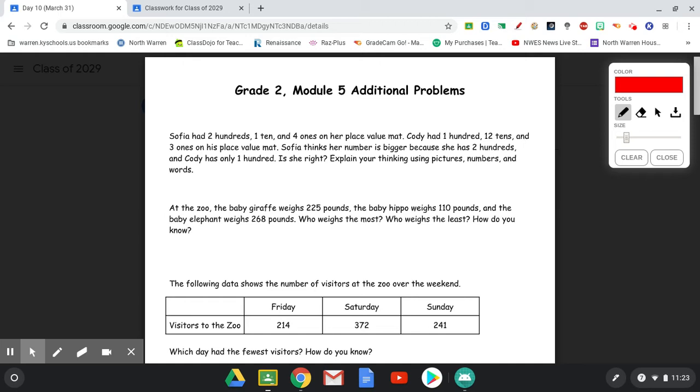Remember, if you don't have enough room on this paper, you can go ahead and get a separate sheet of paper. Just remember to label it comparing two-digit problems, the title of this page right here, okay? So you can keep your work organized. So let's start with number 1.